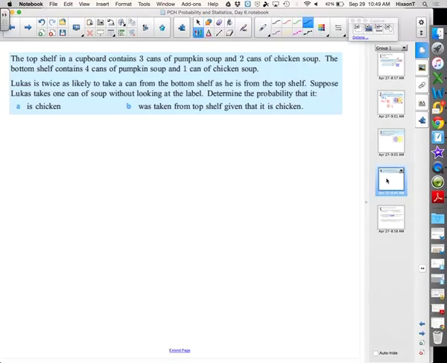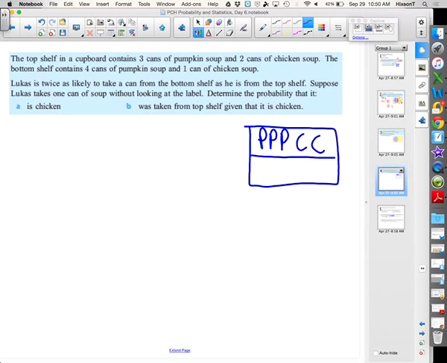Now the problem here says that we have the top shelf in a cupboard that contains 3 cans of pumpkin soup and 2 cans of chicken soup. All right, so we've got 2 shelves, and we have 3 cans of one kind of soup and 2 cans of another kind of soup. And then it says the bottom shelf contains 4 cans of pumpkin soup and 1 can of chicken soup, all right?